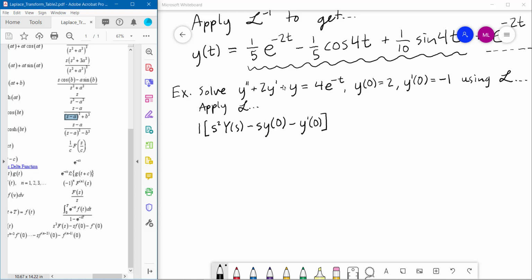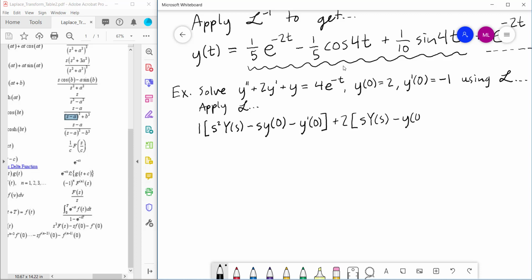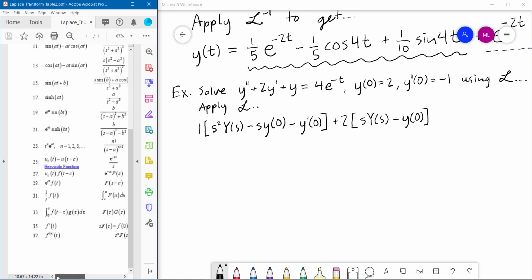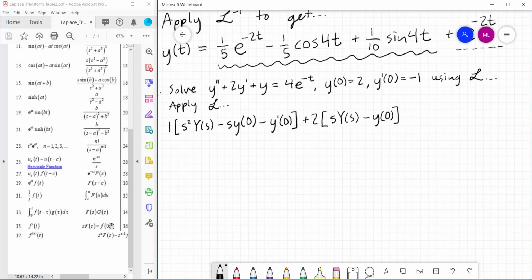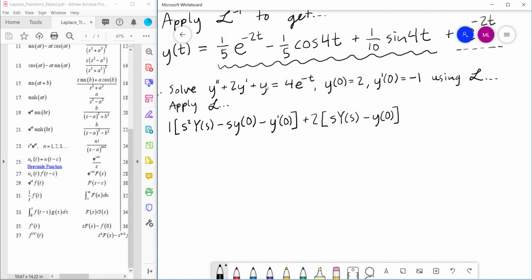The next one is going to be plus 2y prime, so I'm going to have plus 2. The Laplace transform of y prime is s times Y of s minus y of 0. So there's that term, and again, it can be found in our table right here, line 35 of the short table. But again, just using y instead of f. And then the Laplace transform of y itself. So we have plus 1 times our capital Y of s.